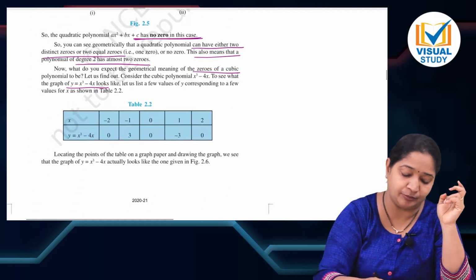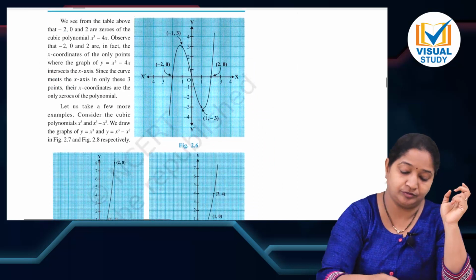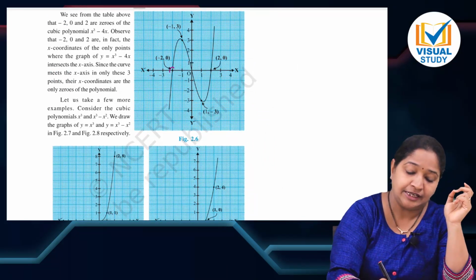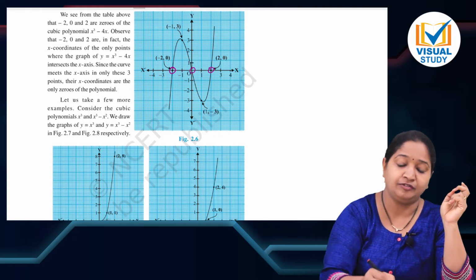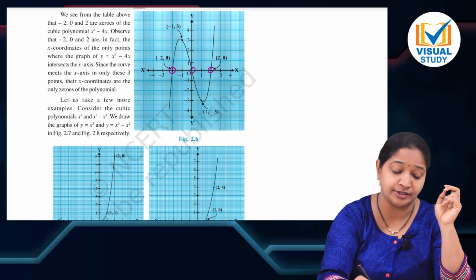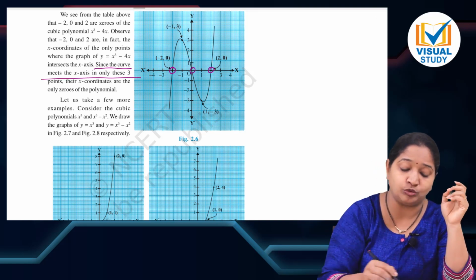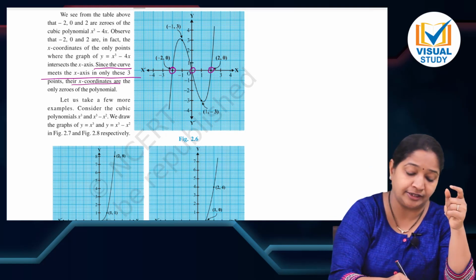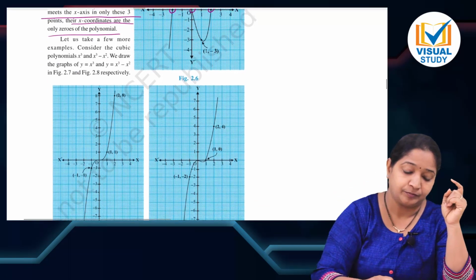They have given us a cubic polynomial, y equals x cube minus 4x. See here, the graph has cut the x-axis at 3 points. The first point is minus 2, 0, the second is 0, 0, and the third point is 2, 0. Since the curve meets the x-axis in only 3 points, the x-coordinates are the only zeros of the polynomial.